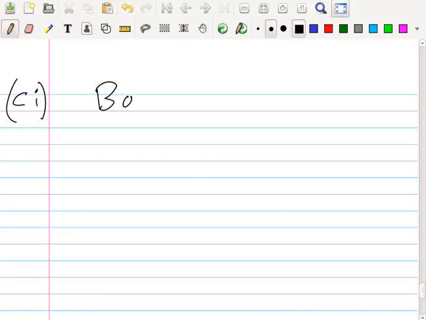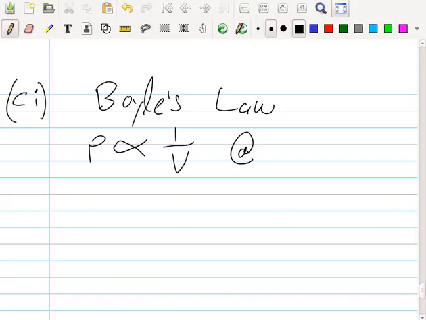Okay, next one now. Boyle's Law. So who remembers what Boyle's Law is? Pressure is inversely proportional to volume at constant temperature. Okay.